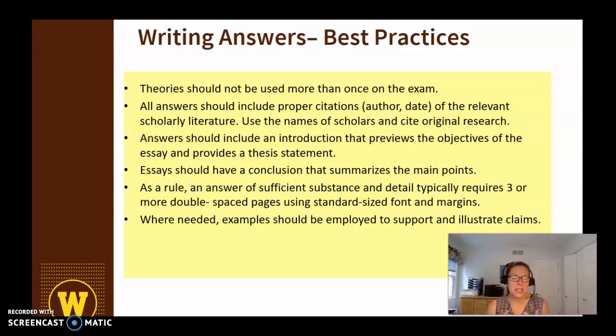This slide gives you some best practices. This is also written in the COMPS guidelines, but you may want to pause this slide for a moment and look it over in more detail, and it gives you some bullet points on what is expected for a competent or a successful exam answer.